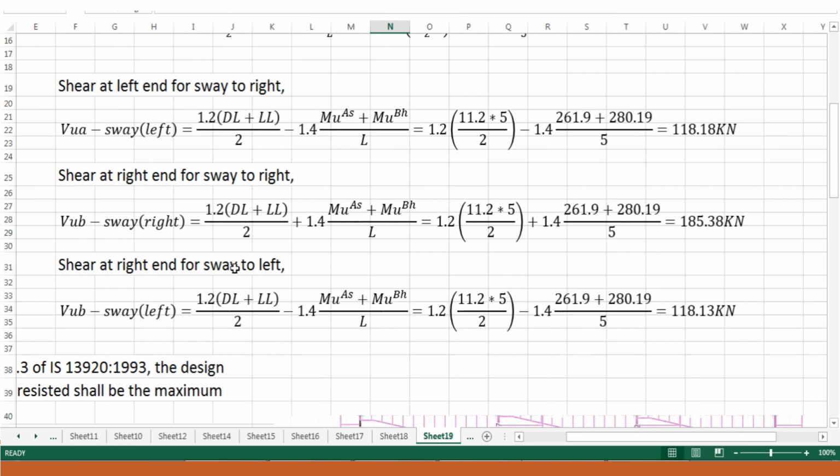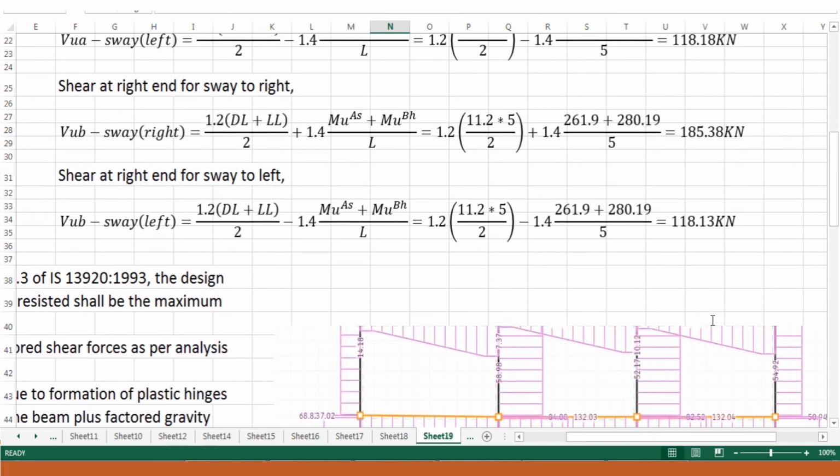Shear at the right end for sway towards the left, VUB sway towards the left at the right end, that's the other end, that's actually the C end of beam BC. It's 1.2 dead load plus live load divided by 2 minus 1.4 MUAS, M plus MUBH divided by L. So what we get is 118.13.